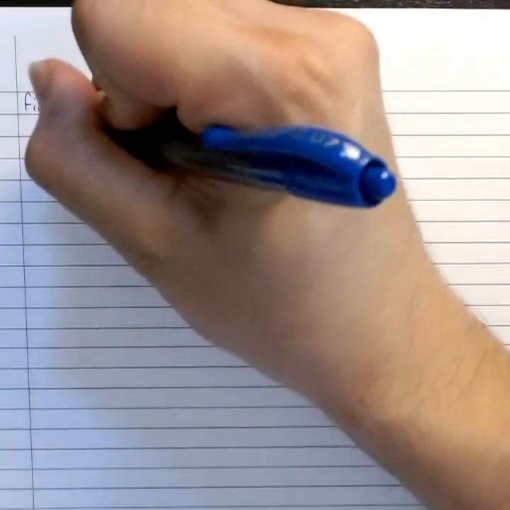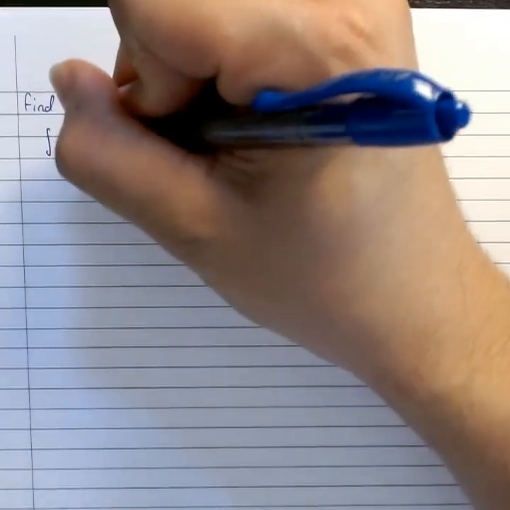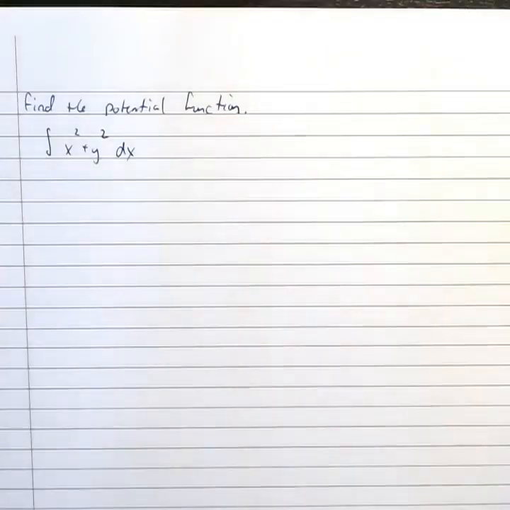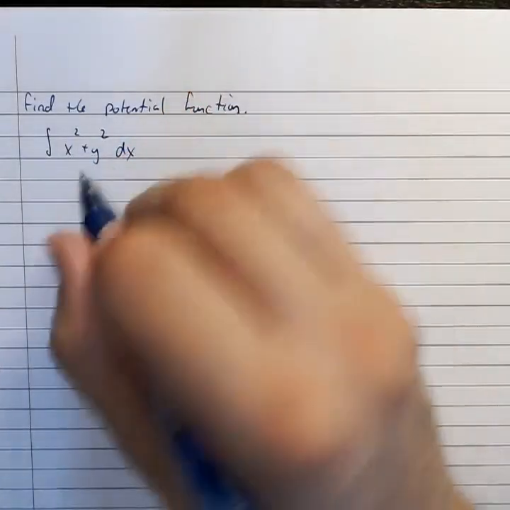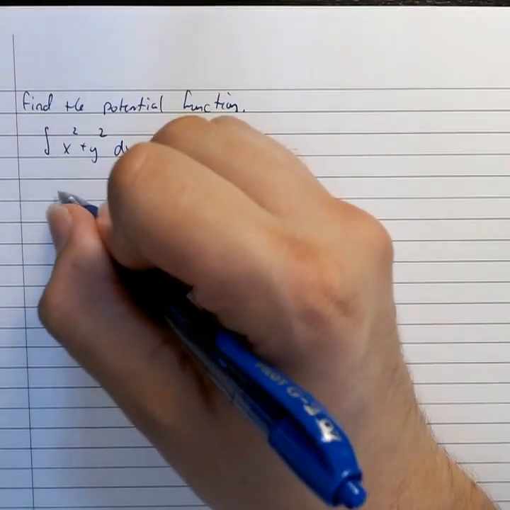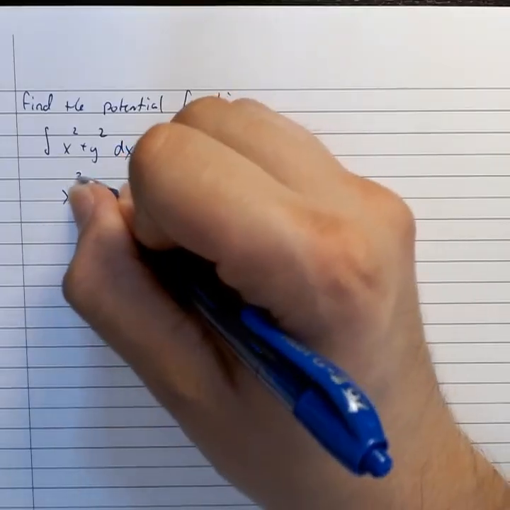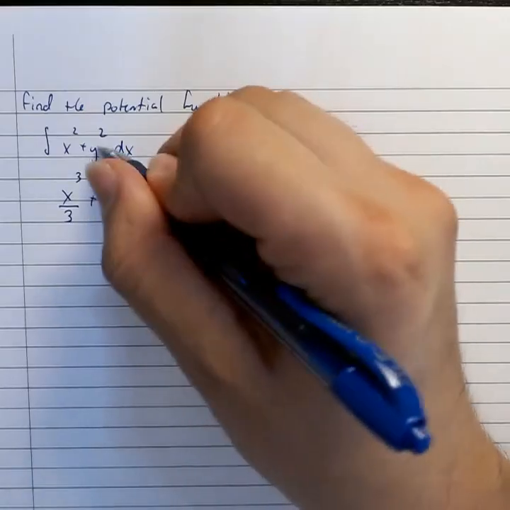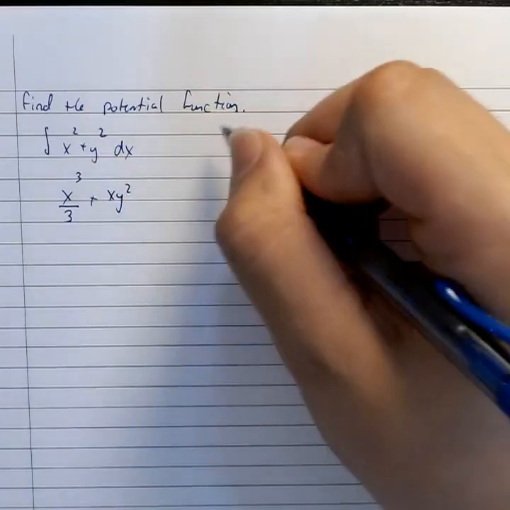Here we're going to take the integral of x squared plus y squared dx. And let's see what that is. With respect to x, that's going to give us x to the third over 3. And with respect to x, that's just going to be xy squared.